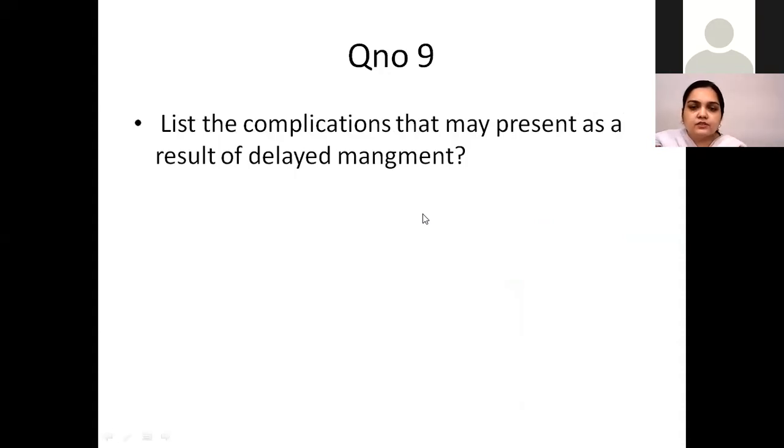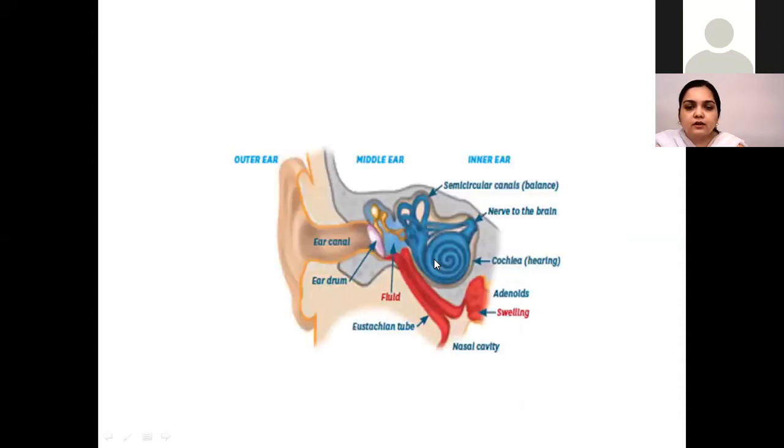Now list the complications that may persist as a result of delayed management. Complications of adenoid hypertrophy: we already discussed these. The adenoid swelling is present in the nasopharynx, and it can block the whole eustachian tube, and the eardrum can be affected. If that happens, hearing loss can also occur if it becomes much larger in volume.